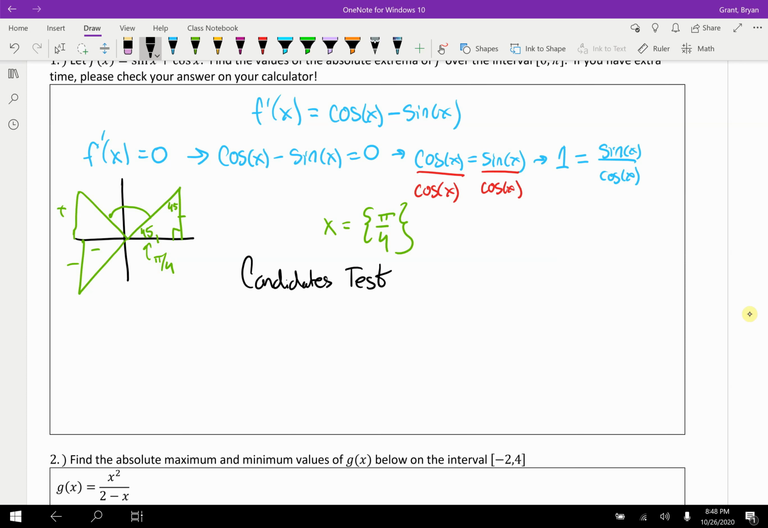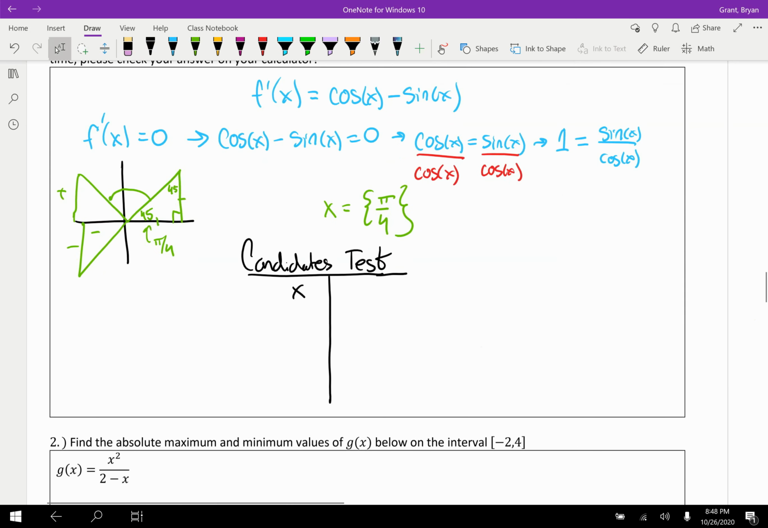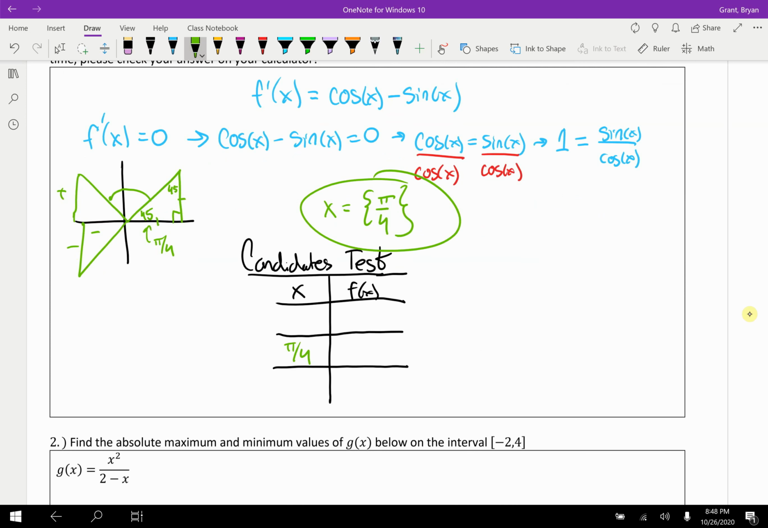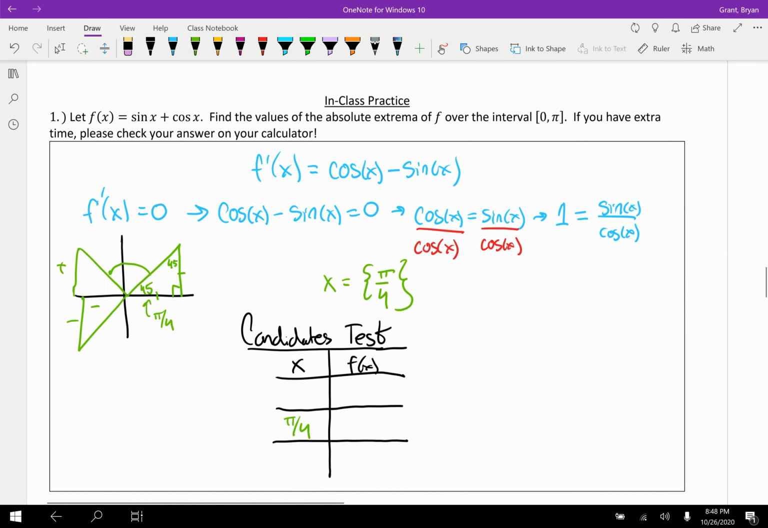Testing all the candidates, I always go through and make an x, and then what do we call this equation? Is it called f of x? Yeah, an x, f of x table. And there are 3 values in my table, so I'm going to go ahead and separate this like so. The 3 values, well, pi over 4 is certainly in my table because this is where the derivative is 0. However, there are 2 other possible places where the absolute max or min can occur, and those are the endpoints. So I also need to check 0 and pi.